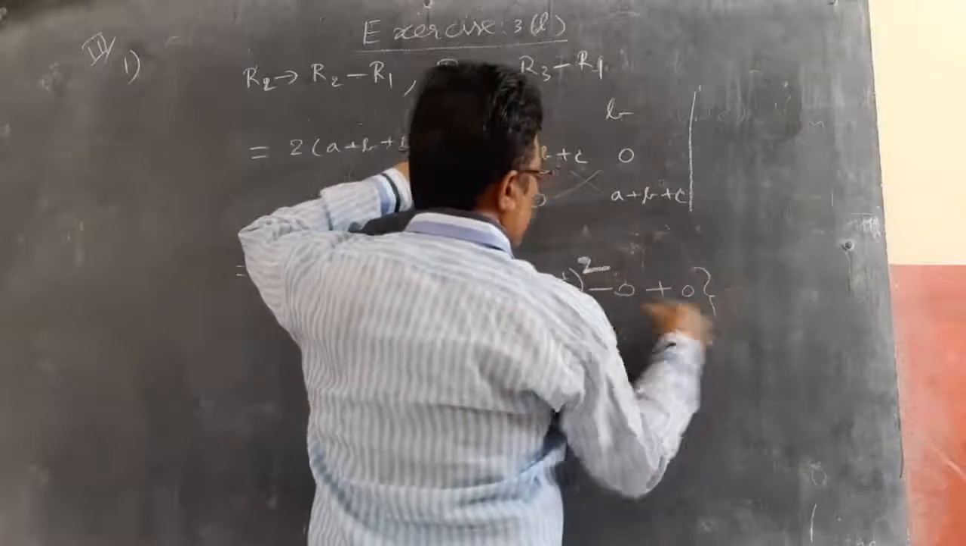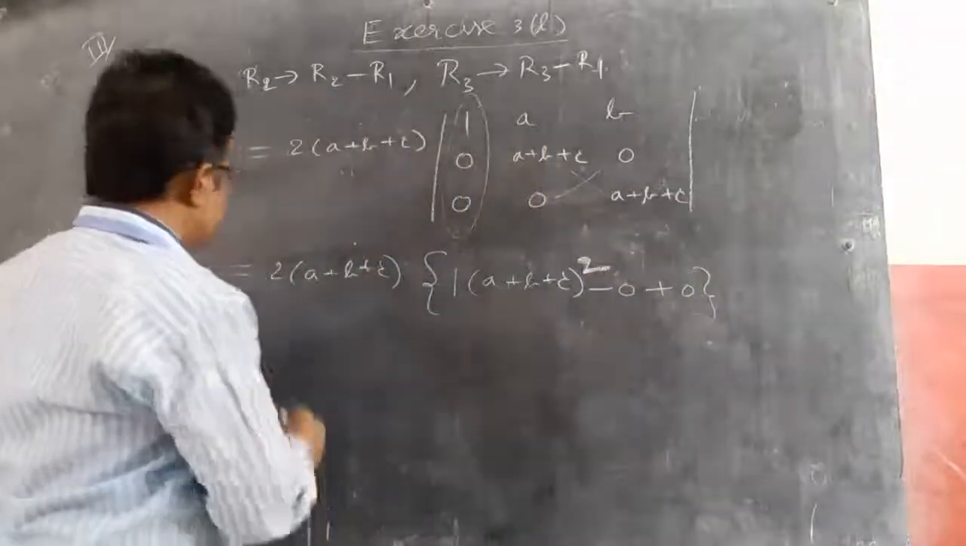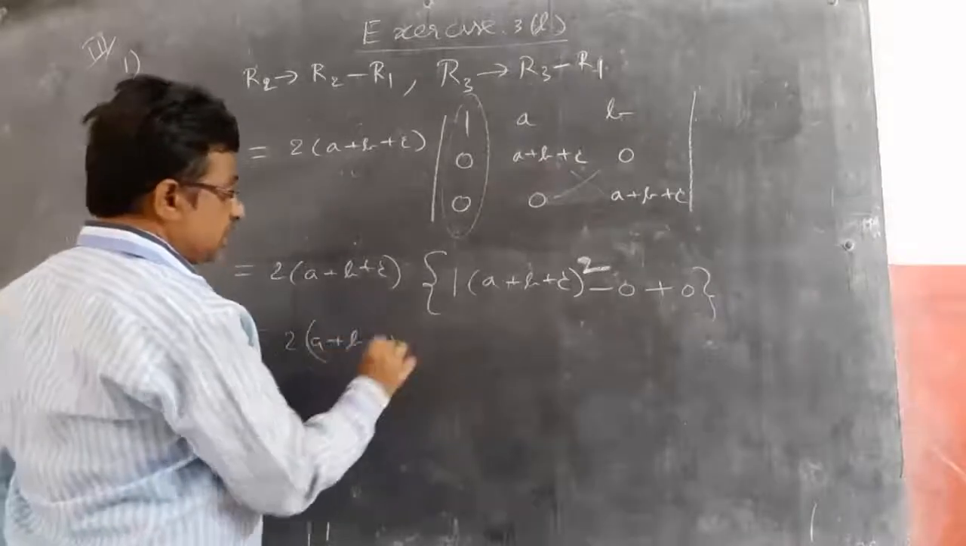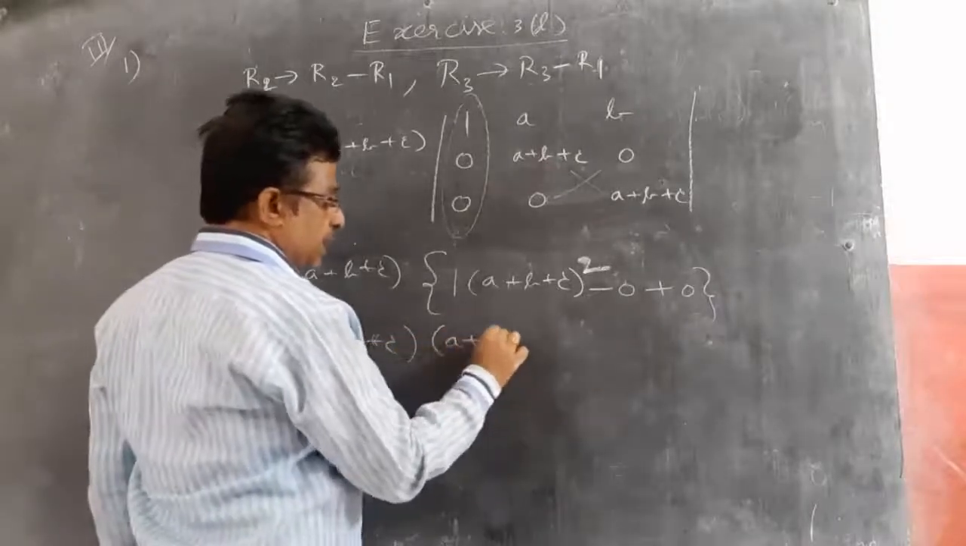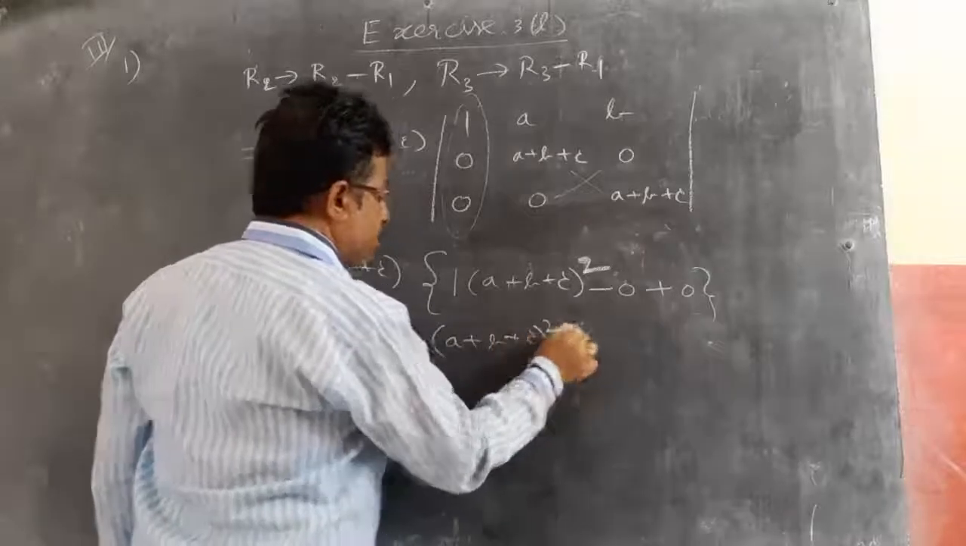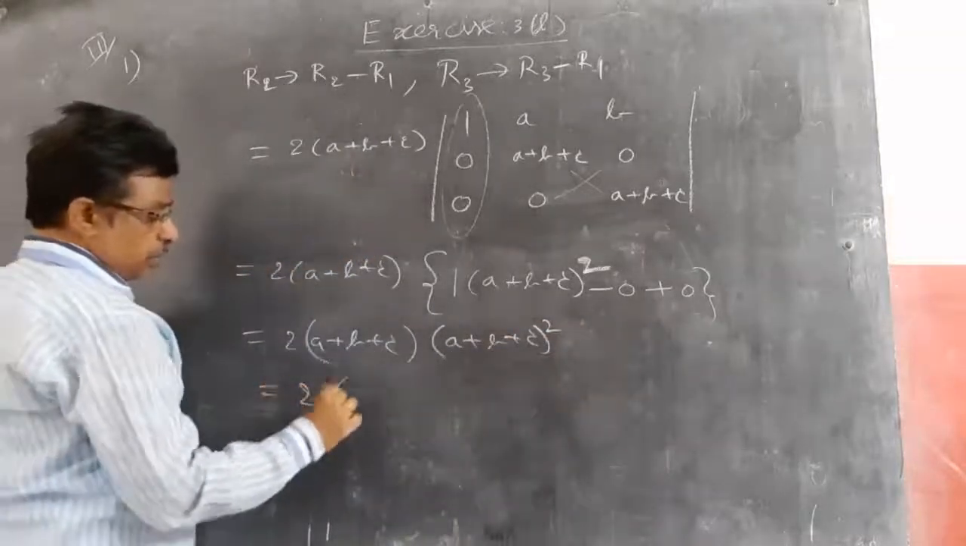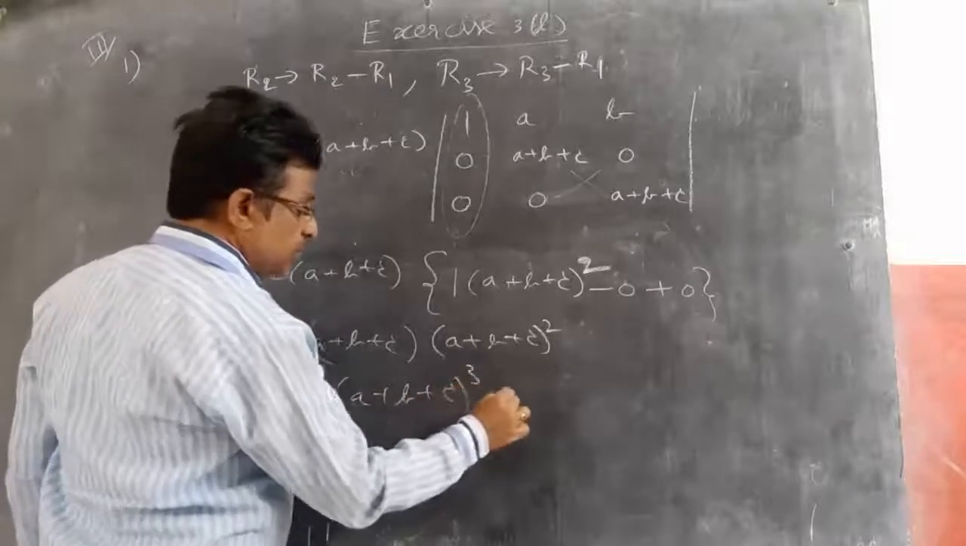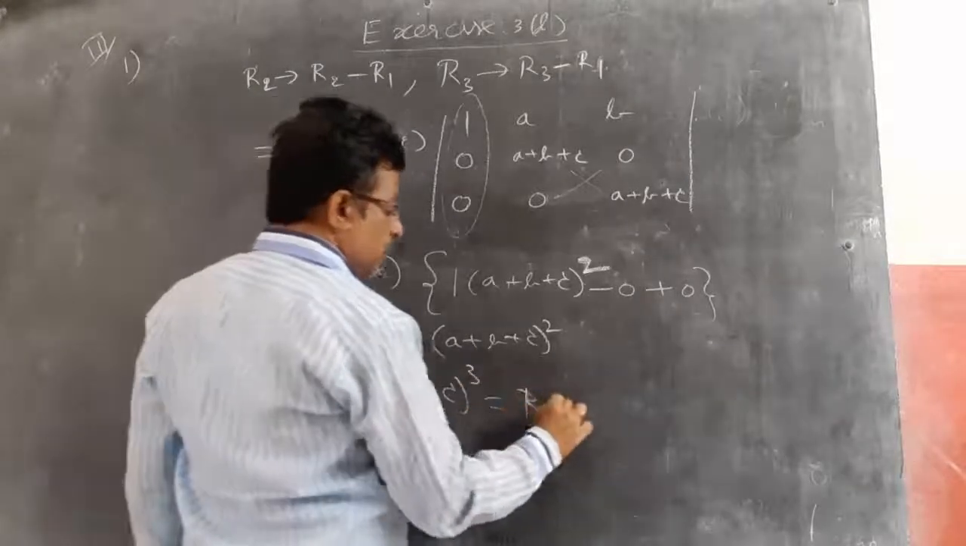So anyhow all those are zeros. Left out is 2 into (a plus b plus c), into this is (a plus b plus c) whole square. So it becomes (a plus b plus c) whole cube. So the final result is 2 into (a plus b plus c) whole cube. This is what we have to prove. So it's equal to RHS.